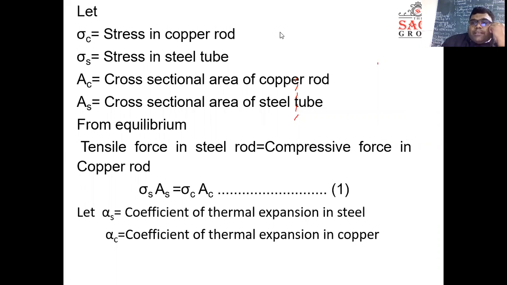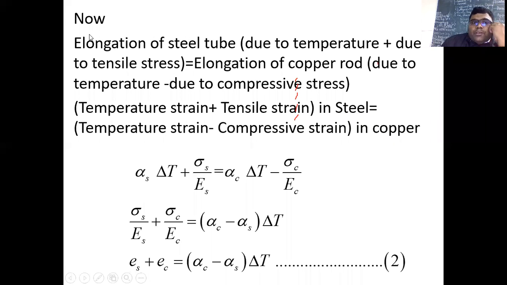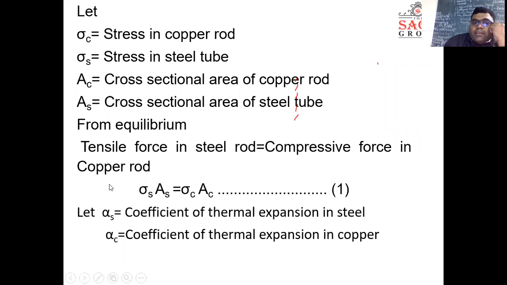So we assume, हमने assume किया कुछ कि elongation in steel tube. Okay, like this. Let's assume that sigma c is stress in copper, sigma s is stress in steel. Okay, and a is the cross sectional area of copper, and this is the cross sectional area of the steel tube or rod. ठीक है, उसके cross sectional area we are assuming that.